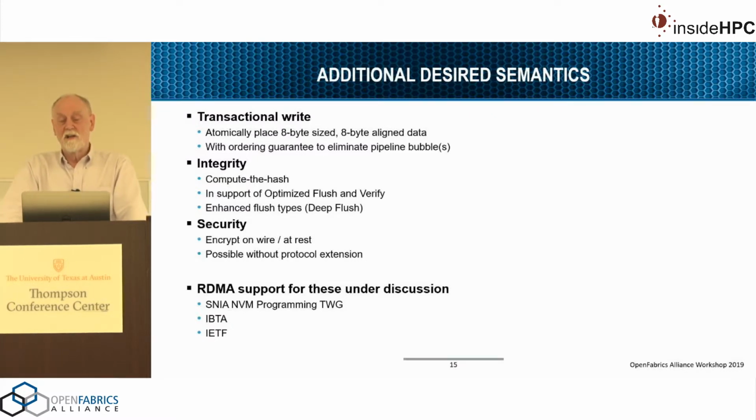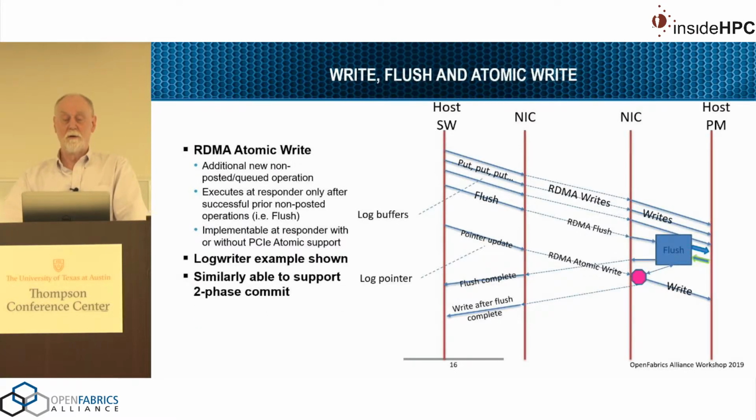Second thing we might want is an integrity check. As I mentioned, if we drop the data, how do we know it's good if there's no CPU to check it? The third is encryption, the ability to protect our data, both on the wire and at rest. I'm not going to talk about that quite as much. But anyway, we're discussing all three of those things. The first one is, however, already decided.